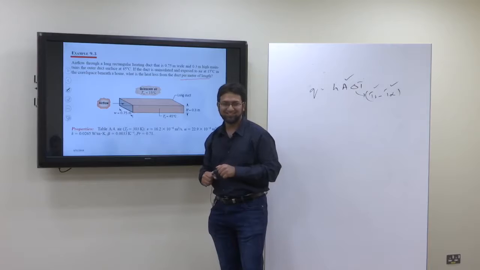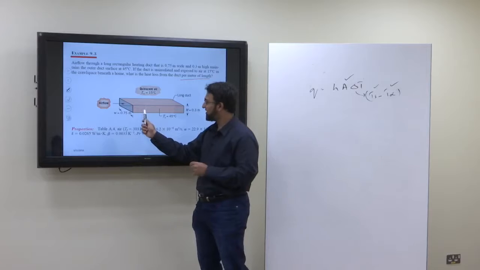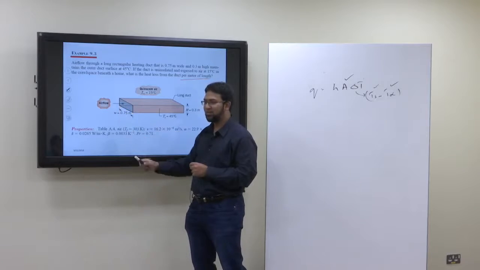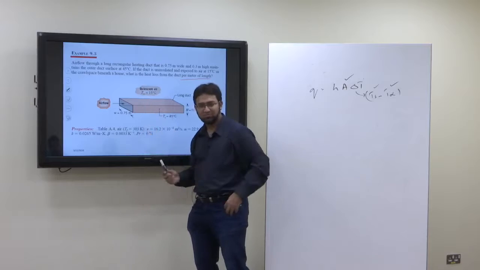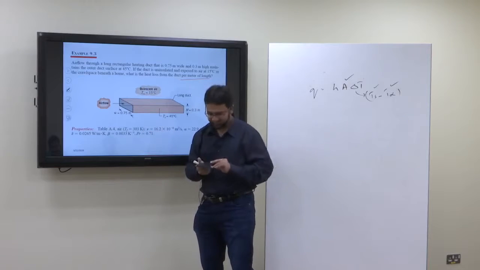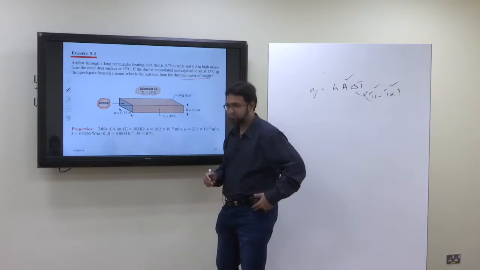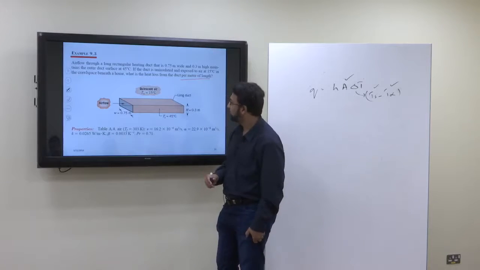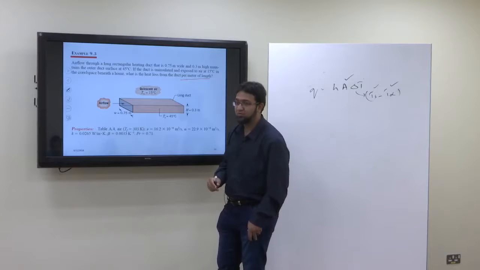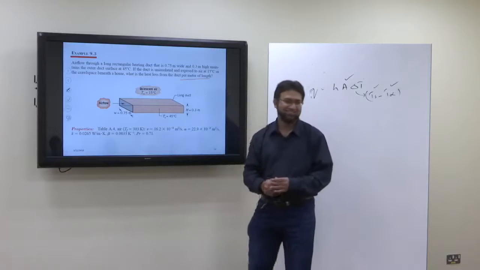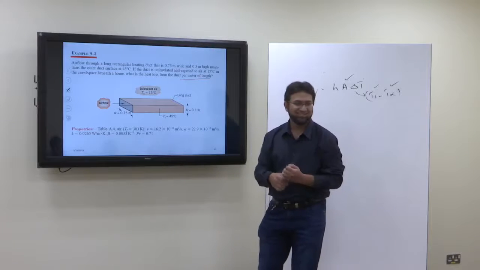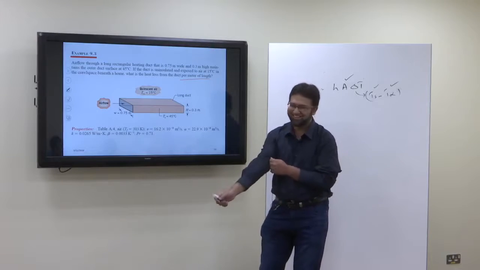So we use 4 times by 200. You will have a heat loss from this side, you will have a heat loss from this side, you will have a heat loss from the top, you will have a heat loss from the bottom. So you will have heat losses from all 4 sides, so it's like 4 problems.